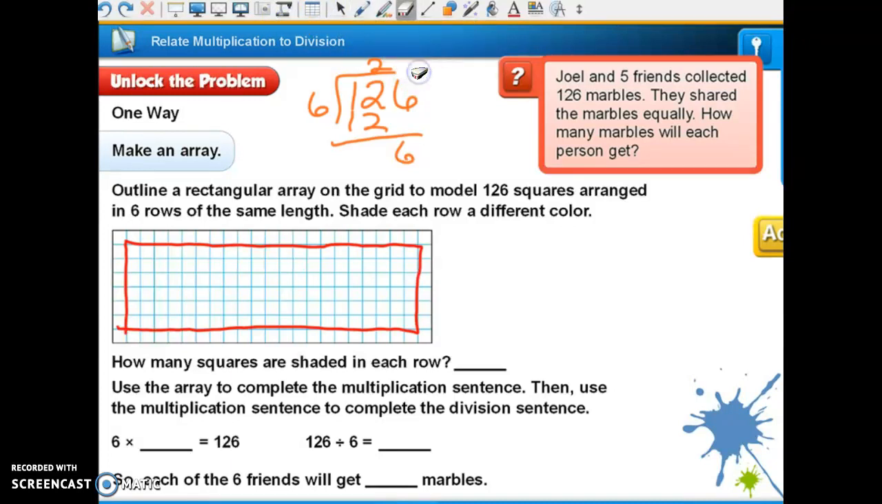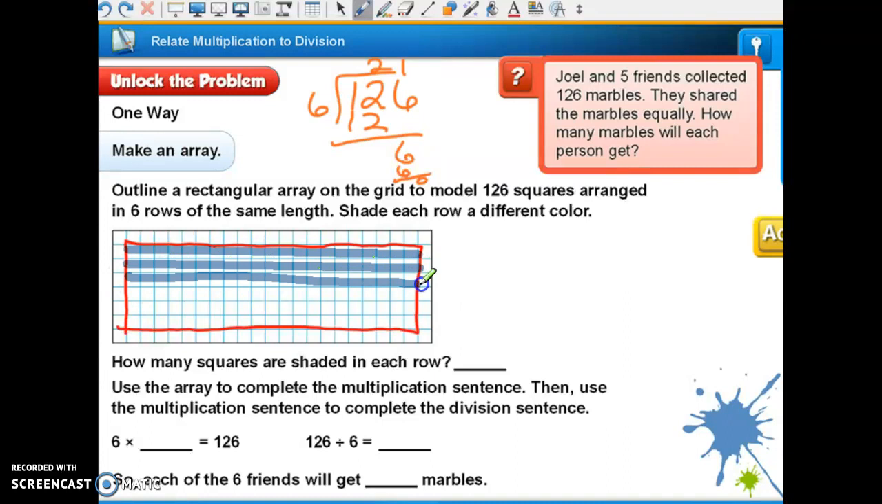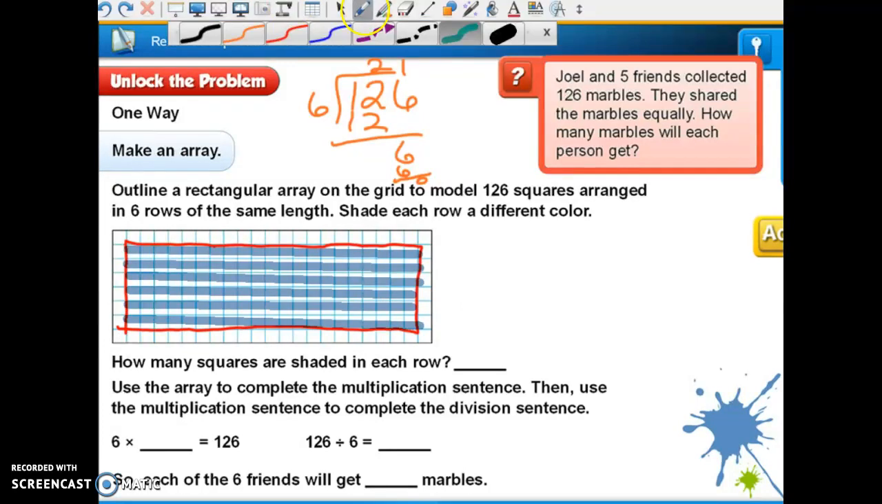Then we bring down the 6, and that goes in once, and we get our 0. So we're going to have shaded those boxes. Here's 1 for Joel, 1 for his first friend, 1 for his second friend, 1 for his third friend, 1 for his fourth friend, and 1 for his fifth friend.